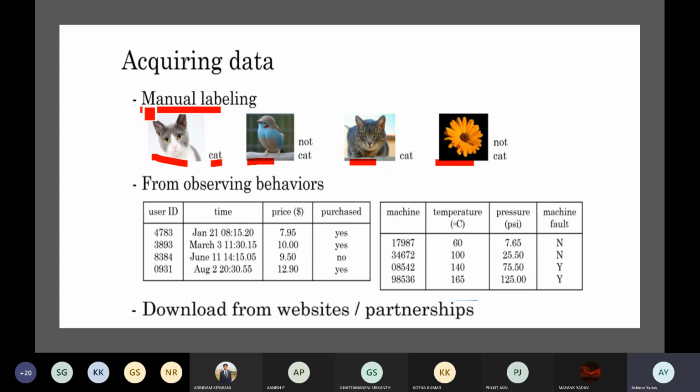So first is where we manually label. Let's say if I have 1,000 images with me, I will be manually labeling them, or manually annotating them, manually giving them the labels.